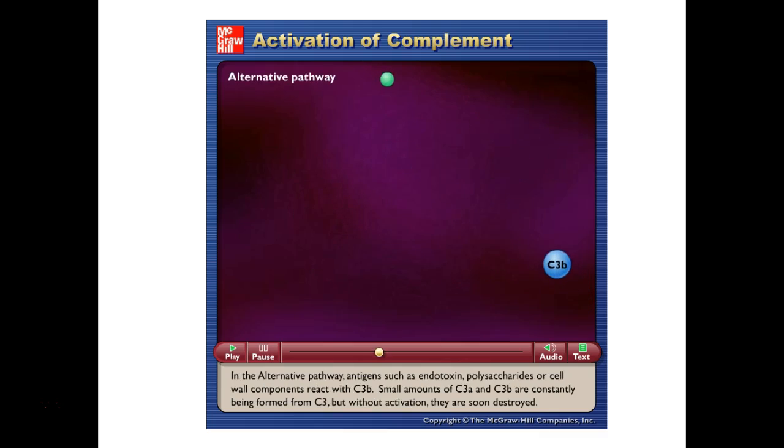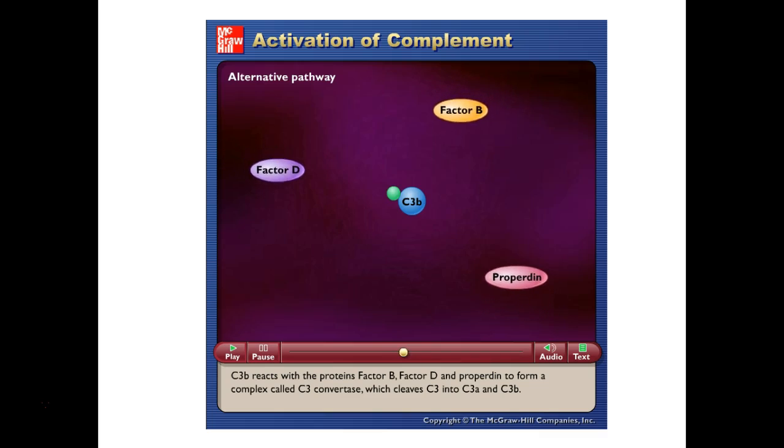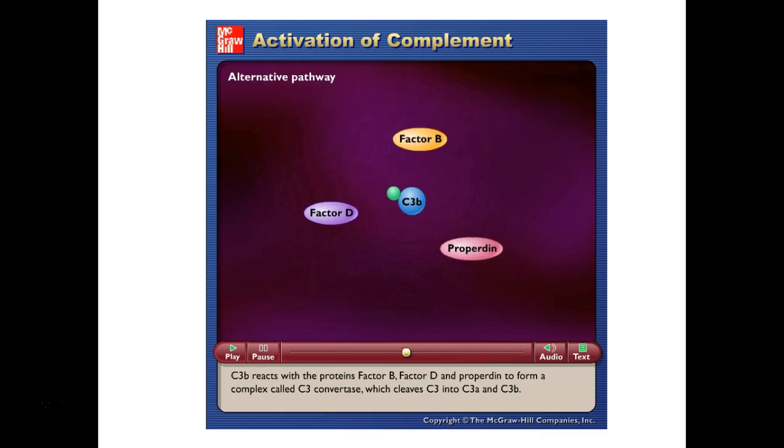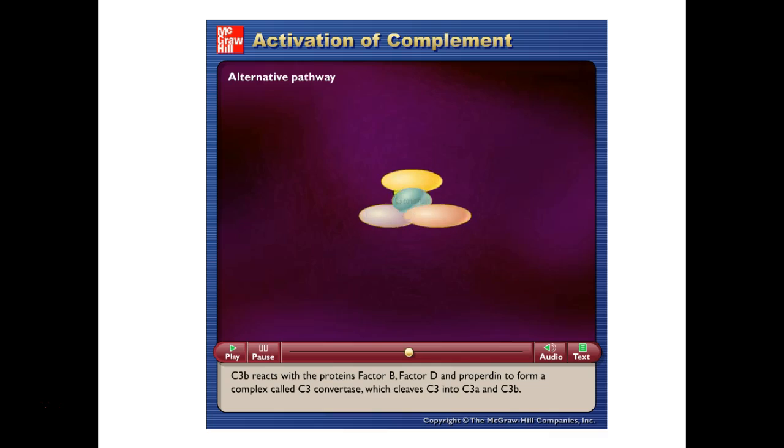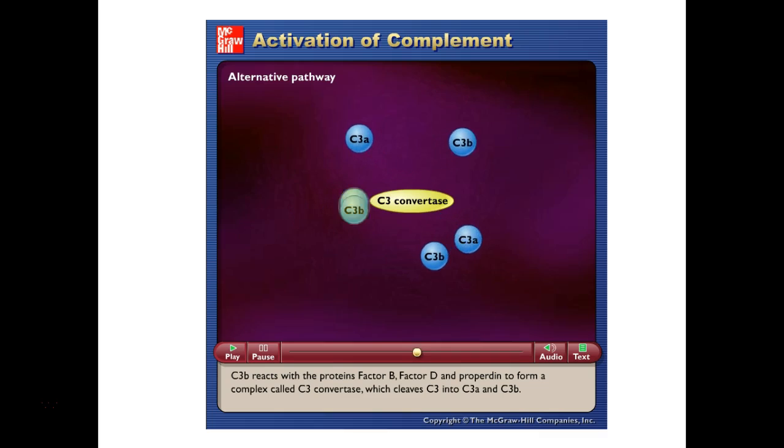In the alternative pathway, antigens such as endotoxin, polysaccharides, or cell wall components react with C3b. Small amounts of C3a and C3b are constantly being formed from C3, but without activation, they are soon destroyed. C3b reacts with the proteins factor B, factor D, and properidin to form a complex called C3 convertase, which cleaves C3 into C3a and C3b.